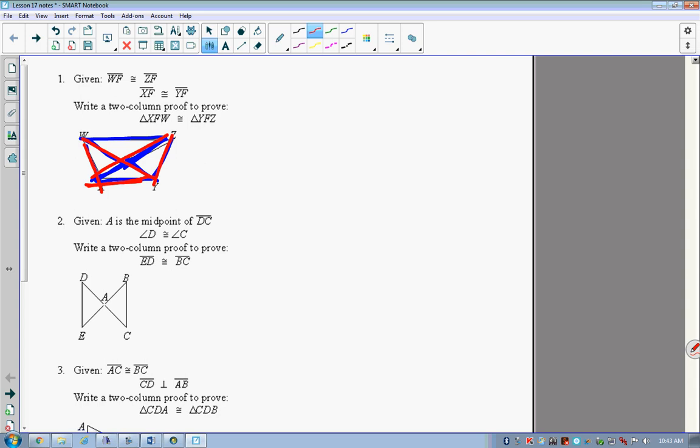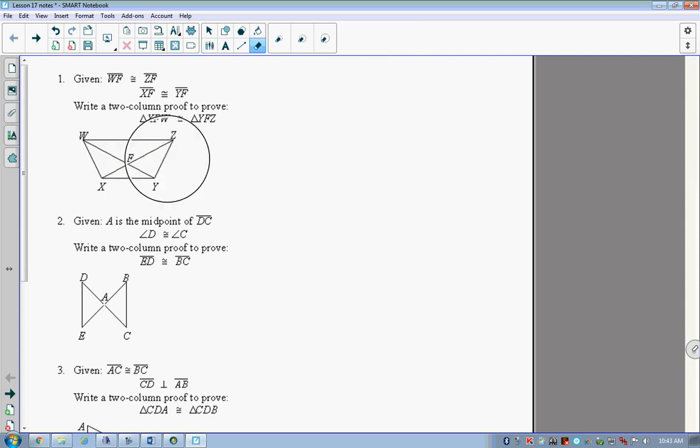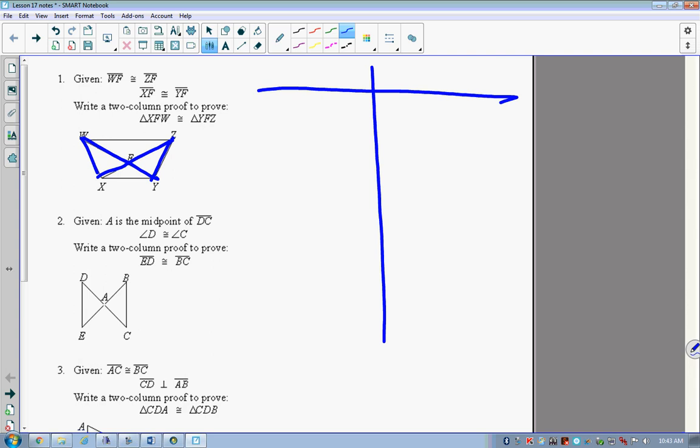So whenever you see something like that, you want to first determine which triangles we are trying to discuss. So it says triangle XFW. Okay, so it should be that guy right there, and YFZ. Those are the two triangles that I'm trying to prove congruency for. I'm going to go ahead and write this up as statement and reason.